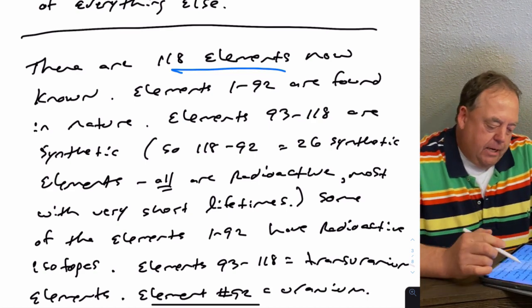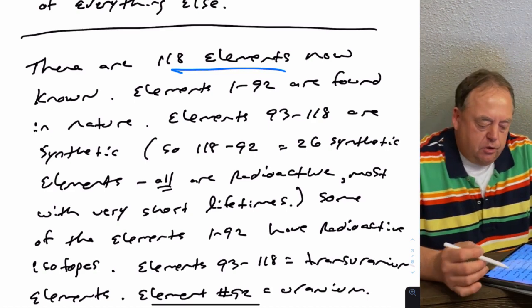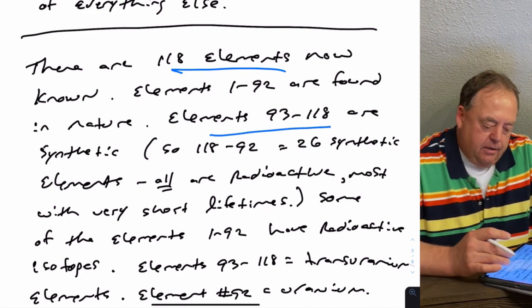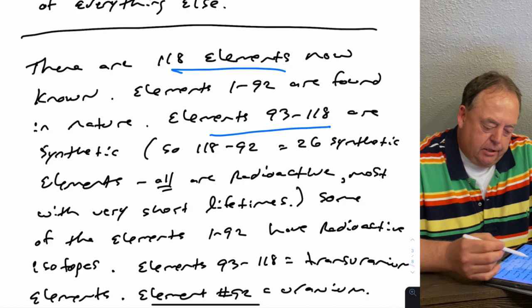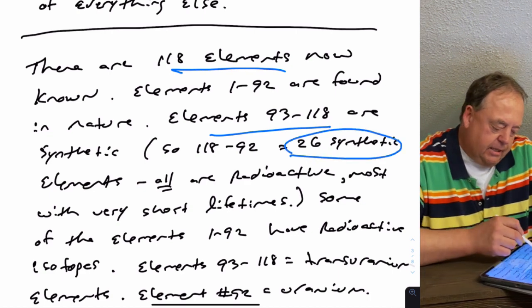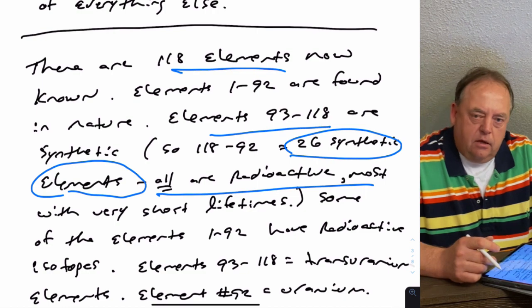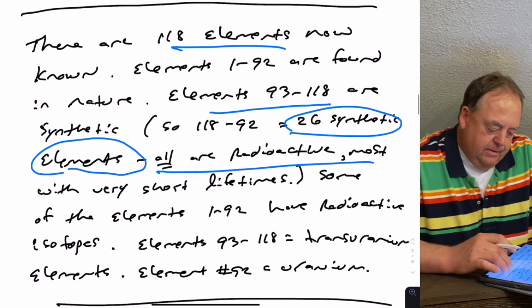So elements 1 through 92 are found in nature, so they're naturally occurring. Elements 93 through 118 are synthetic. So 118 minus 92, that means there are 26 synthetic elements. And all of them are radioactive. None of them have stable nuclei.